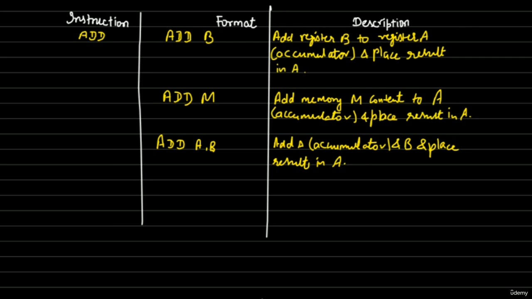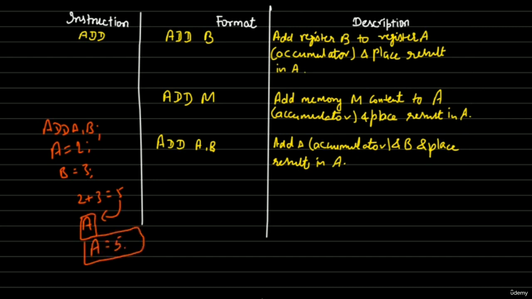Let me change the color so that I can explain this. Let's say you are writing ADD A, B. What actually happens? Let's say A equals 2 and B equals 3. So 2 plus 3 gives 5, and that 5 is stored and updates the value of A. So now the value of A that we see is actually 5. This is how all programming languages are made.